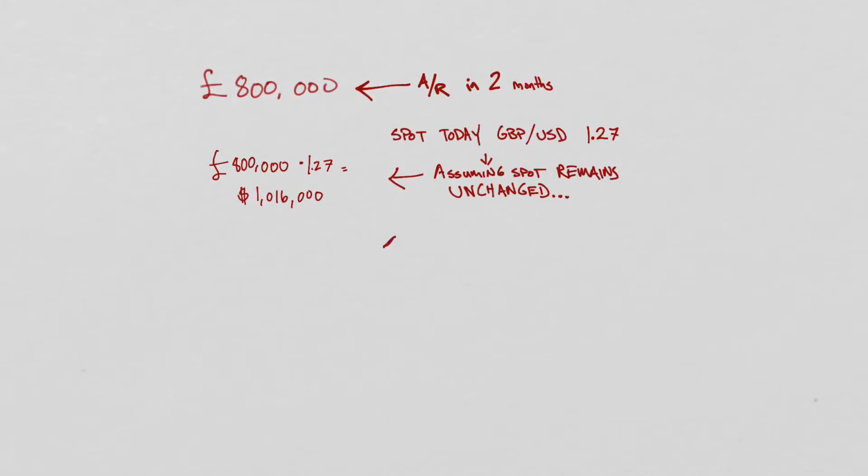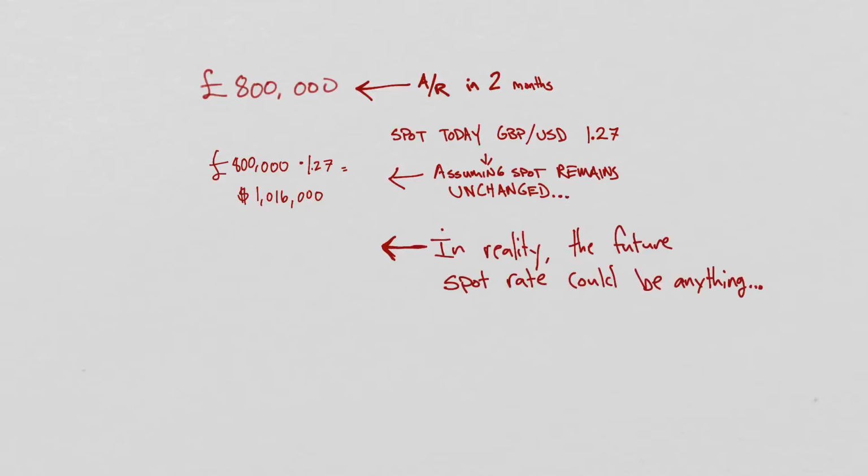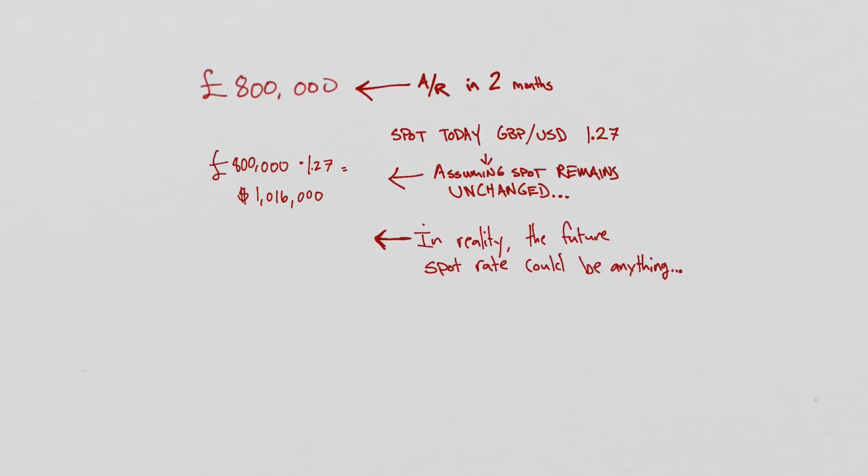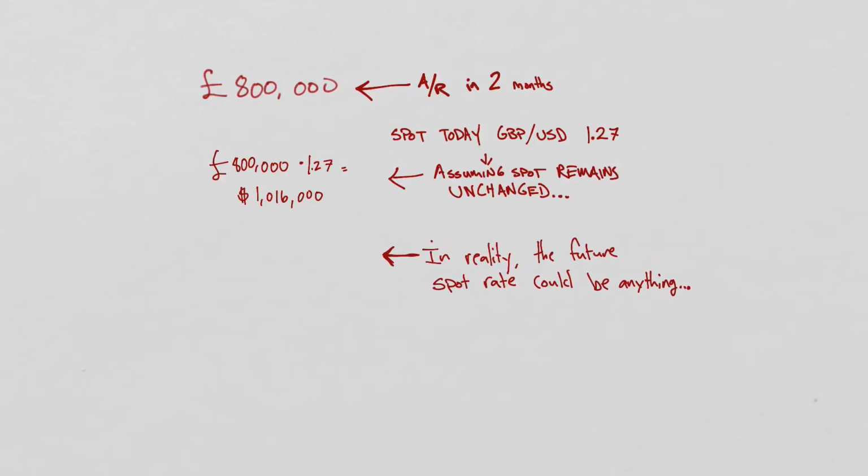The problem with this is that the pound isn't constant. The pound is a floating currency, the British pound. So in reality, we really don't know what we're going to receive when our client finally pays us. However, if we use an option to hedge this uncertainty, we can at least be sure that this 800,000 pounds translates to a minimum amount, possibly more, in 2 months.